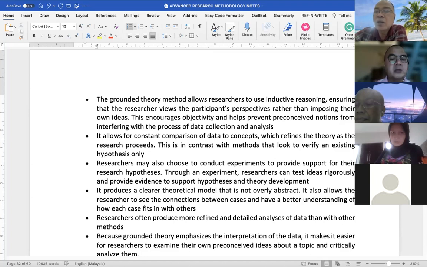So talk to your supervisor about the interview protocols, okay? What are the interview protocols? How many questions? So it depends on the type of interview that you want to conduct, whether open-ended or closed-ended. So talk to your supervisor before you do the interview.